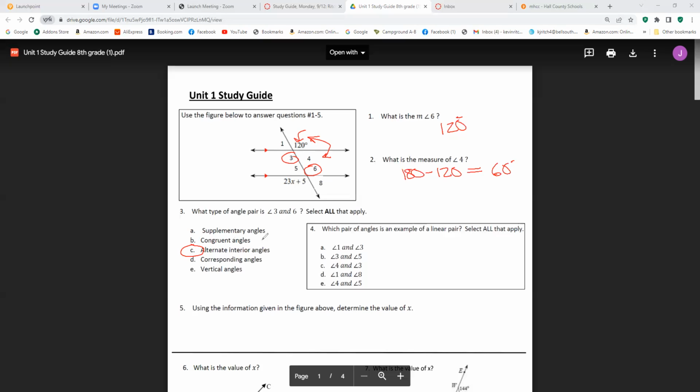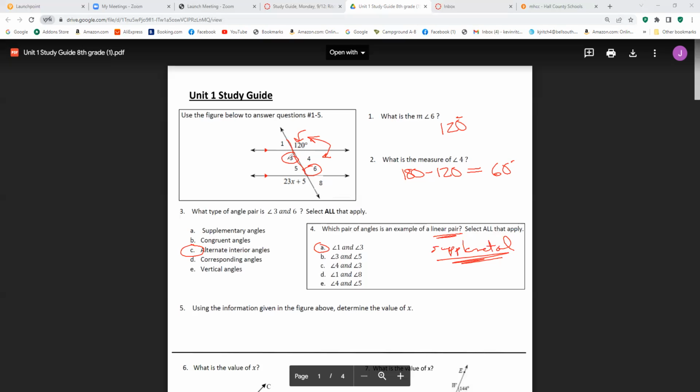Number 4 asks, which pair of angles is an example of a linear pair? So linear pair is the same thing as supplemental angles, which equal 180 degrees. So are 1 and 3 supplemental? They form this straight line right here. So yes, 1 and 3 are supplemental.